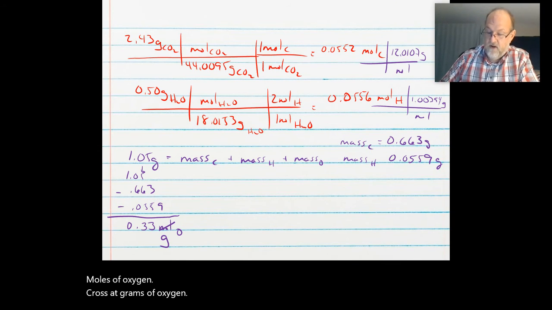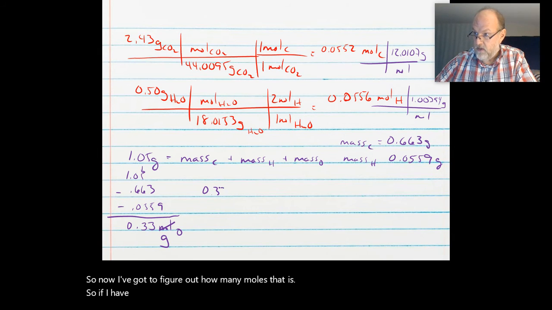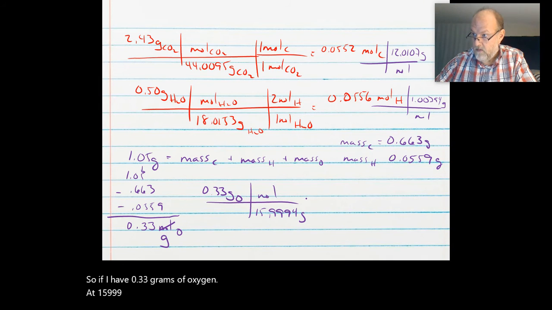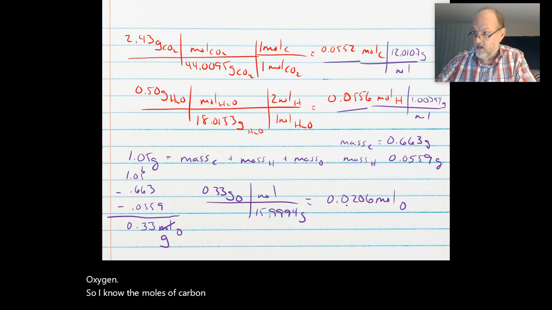So now I got to figure out how many moles that is. So if I have 0.33 grams of oxygen at 15.9994 grams per mole, I get 0.0206 moles oxygen. So I know the moles of carbon, I know the moles of hydrogen, I know the moles of oxygen.